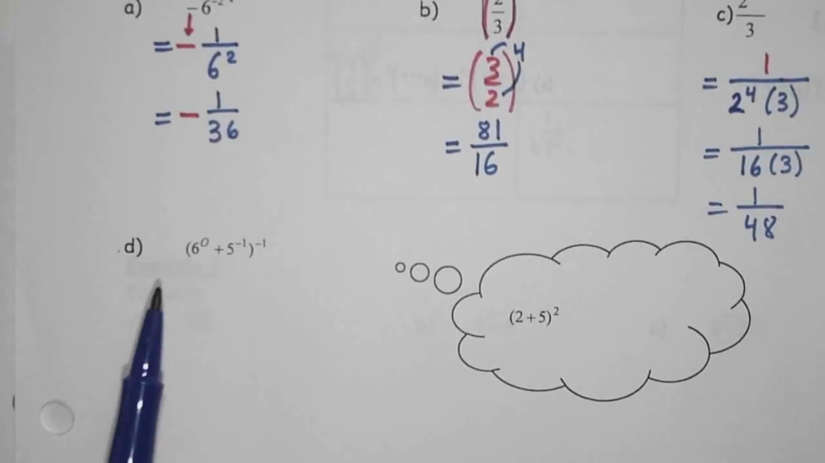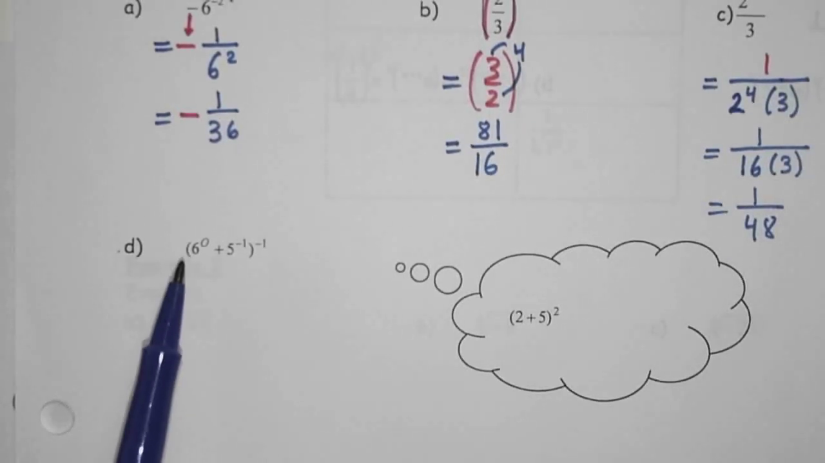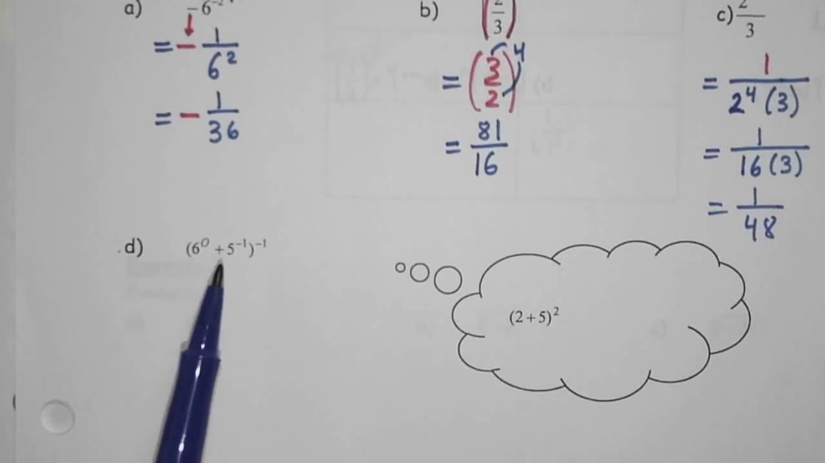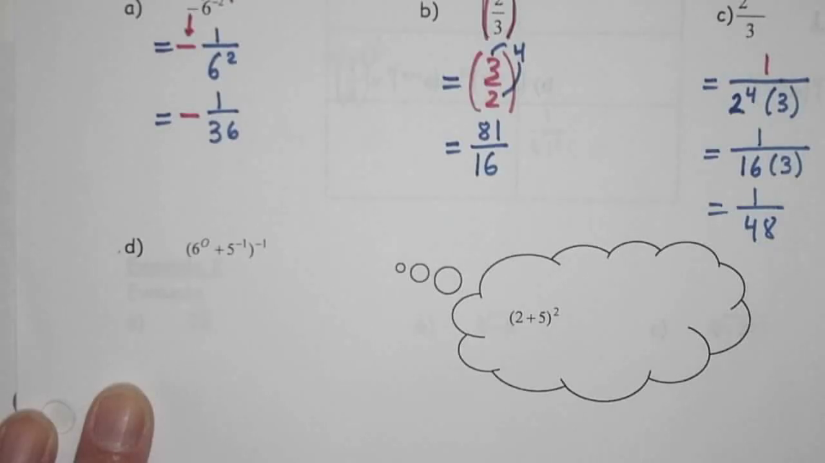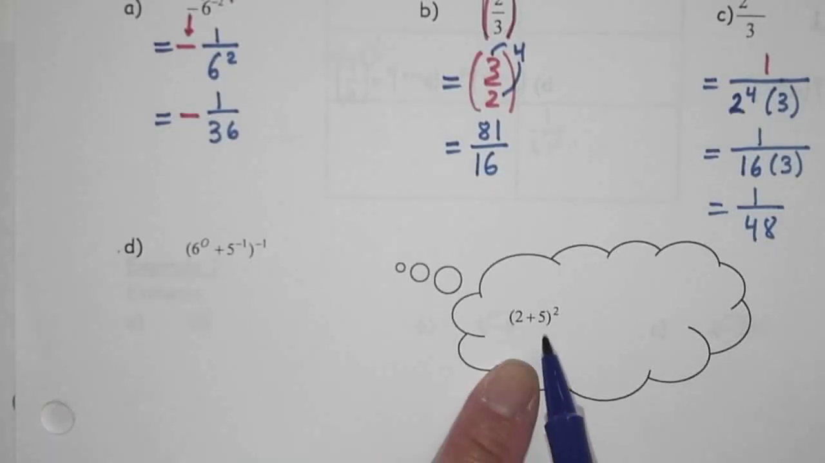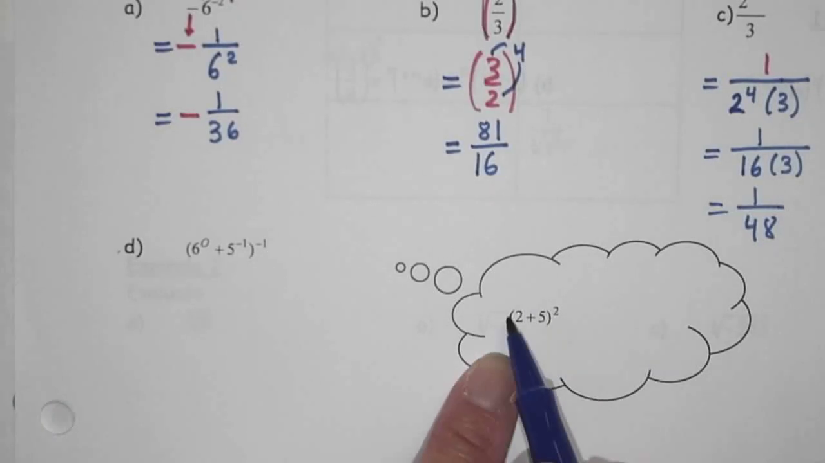All right, next one. 6 to the 0 plus 5 to the negative 1, all to the negative 1. What mistake do people want to make? They bring in the negative 1. Is there a rule, so look over here, is there a rule where you're allowed to square each one?